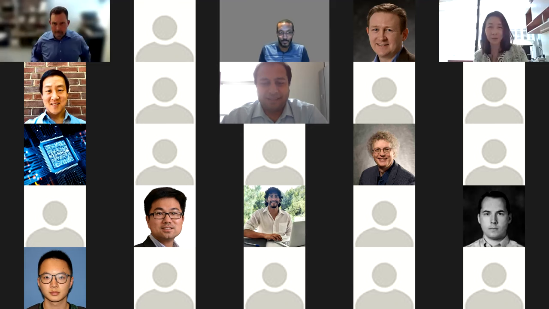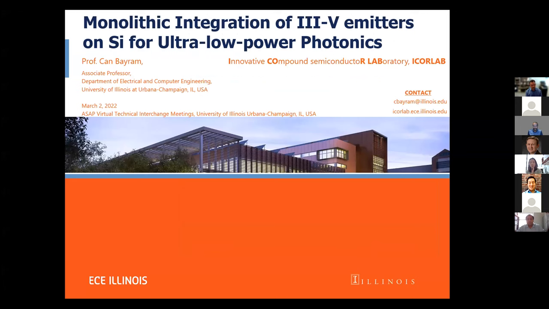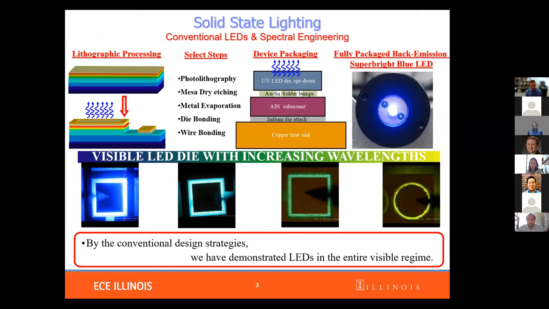Thank you very much for the invitation and opportunity. So in the first half, I'm going to talk about the unique integration schemes using epitaxial process. And the technology that I'll talk about will be basically for photonic sources, for lighting sources, LEDs, laser diodes, but it can also be applied for RF and power given the same material platform. So in terms of capabilities, in MNTL at Illinois, we can process various kinds of light sources with different spectral wavelength from entire UV to visible with the nitride materials with complete solutions.